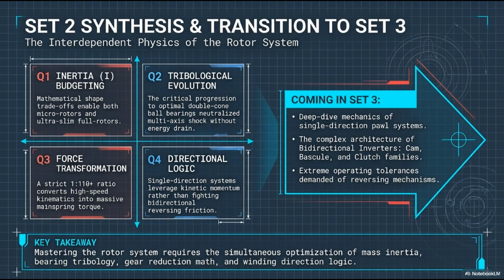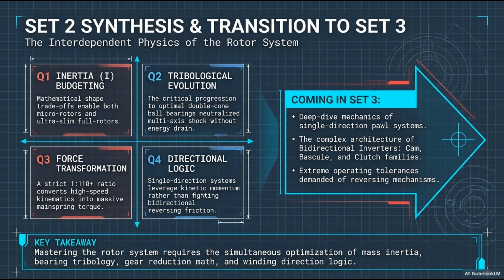Q3. Force transformation. We analyzed the strict 1:110 plus reduction ratio, the magic gearbox that converts chaotic, high-speed wrist kinematics into massive, sustained mainspring torque. Q4. Directional logic. We uncovered the counterintuitive brilliance of single-direction systems, which leverage raw kinetic momentum rather than fighting bidirectional reversing friction. The key takeaway is that mastering the rotor system requires the simultaneous, delicate optimization of mass inertia, bearing tribology, gear reduction math, and winding direction logic.